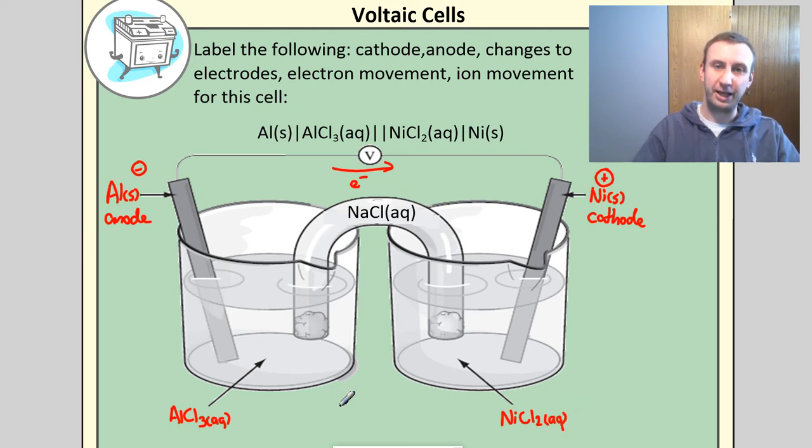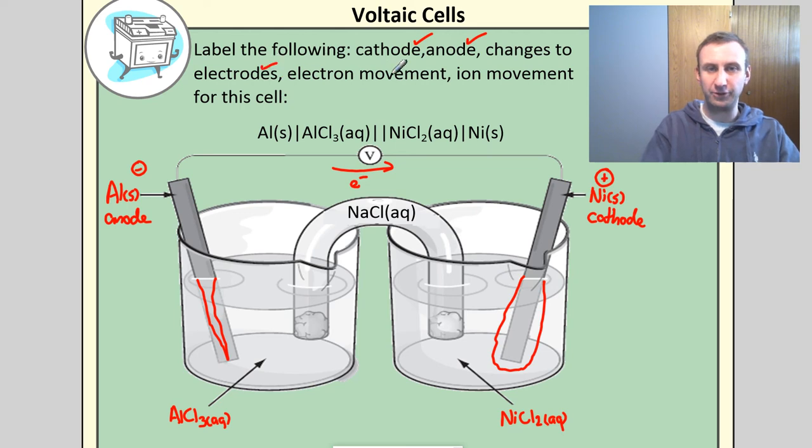Another thing that I should label: I've got the cathode labeled and the anode labeled, so let's label the changes to the electrodes. Aluminum over time is going to shrink, it's going to get smaller. Well, the cathode over time is going to grow, it's going to get larger as I have nickel plating on there. Electron movement, I've got that. Ion movement for this cell.